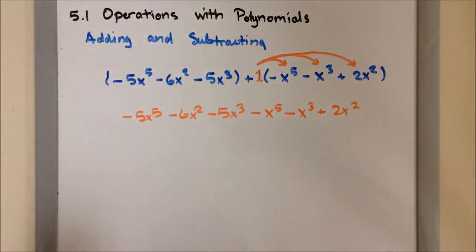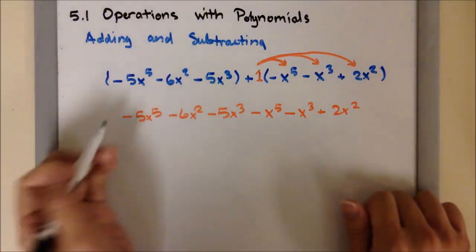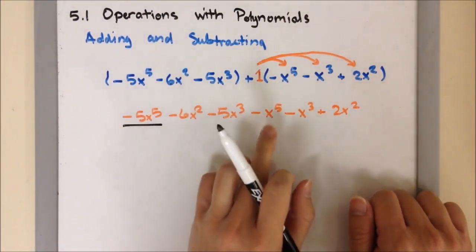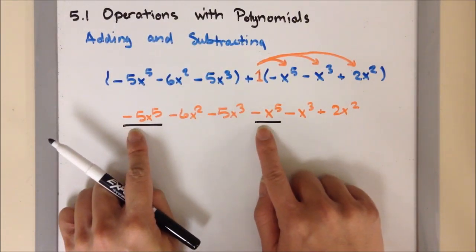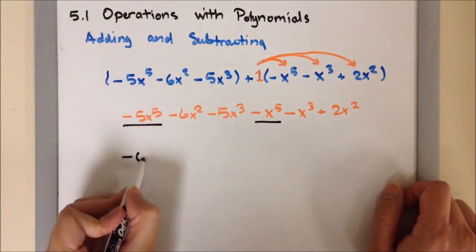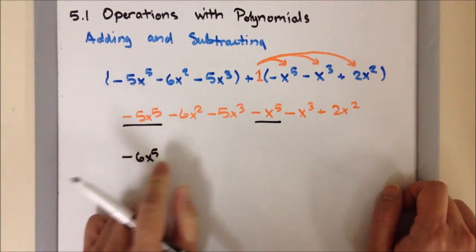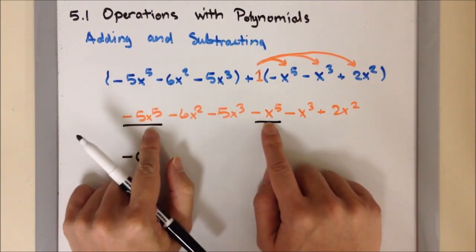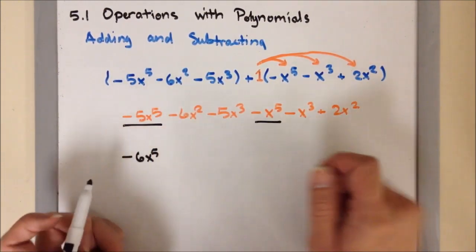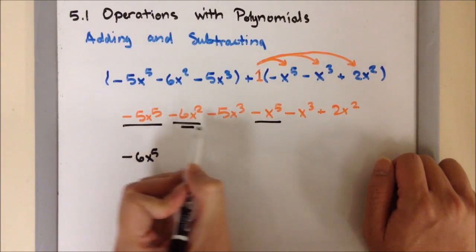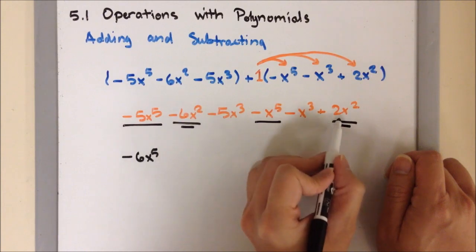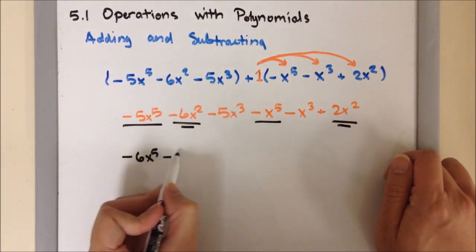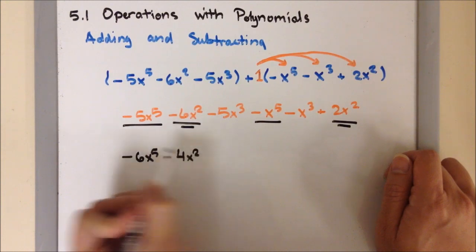Alright. What we're going to do next is combine like terms. So I want to start with my first one here, x to the fifth. I have another one right here, so I'm going to combine like terms. So negative 5 with the negative 1 will be negative 6x to the fifth. So again, I combine like terms. I kept it the same, x to the fifth. Next is x squared, and I do have another one right here. So negative 6x squared plus 2x squared will be negative 4x squared.